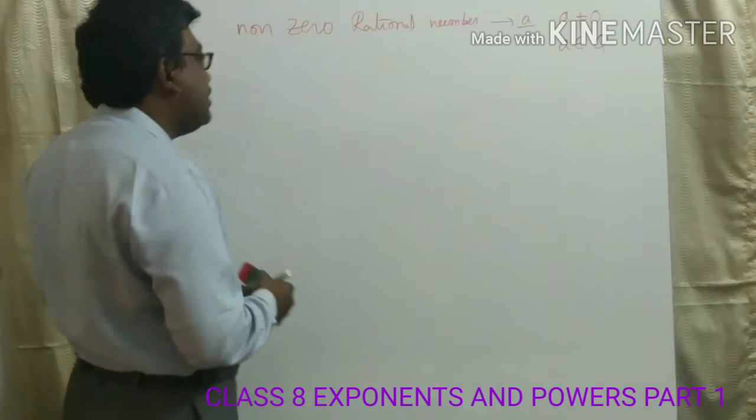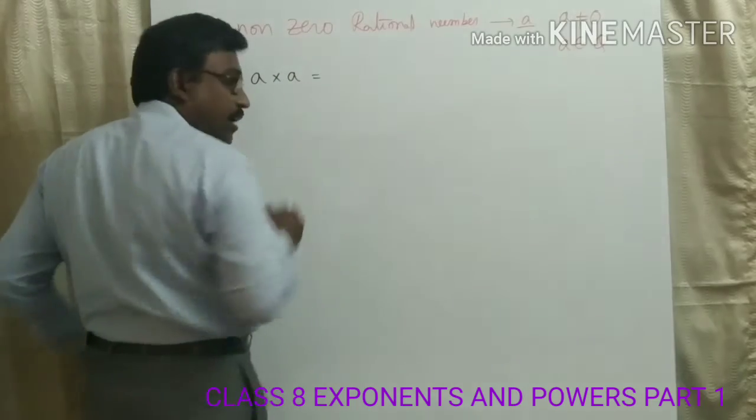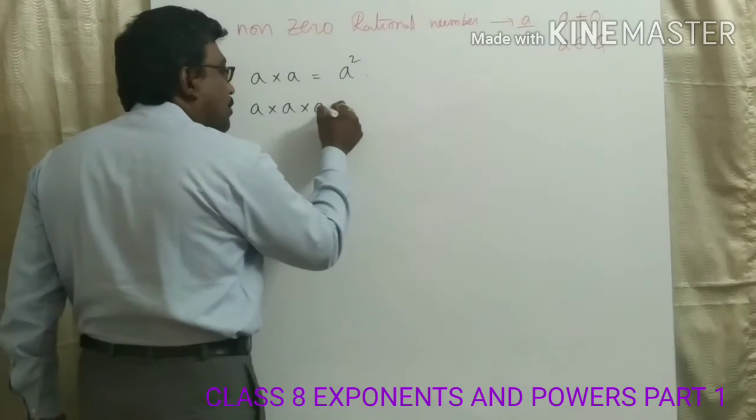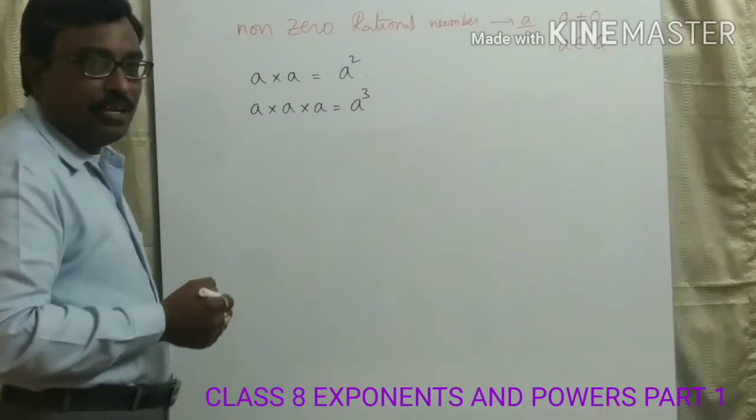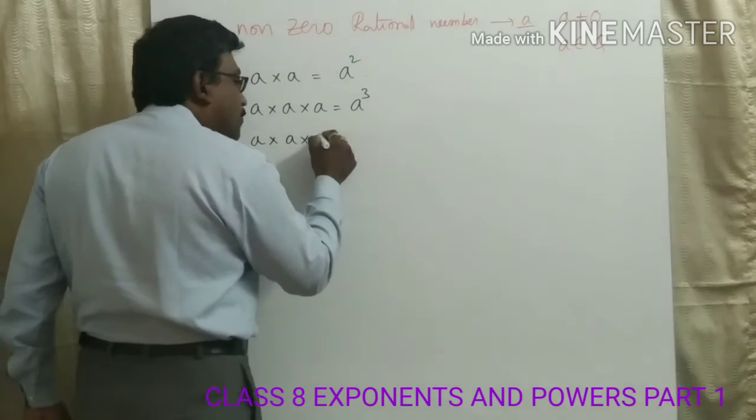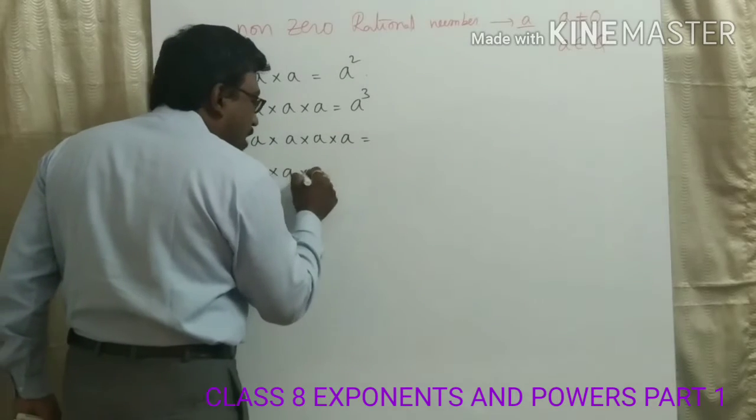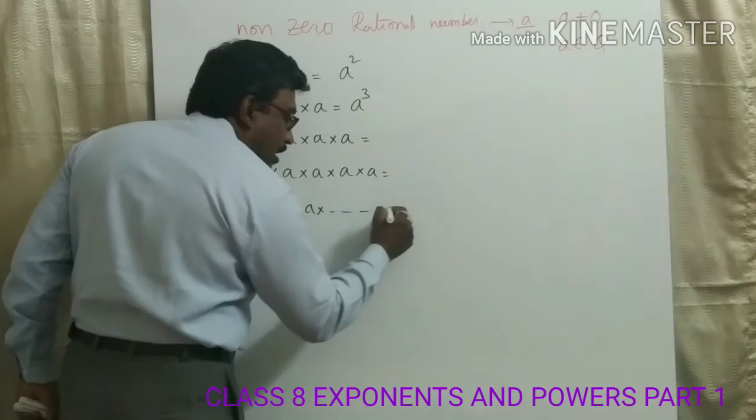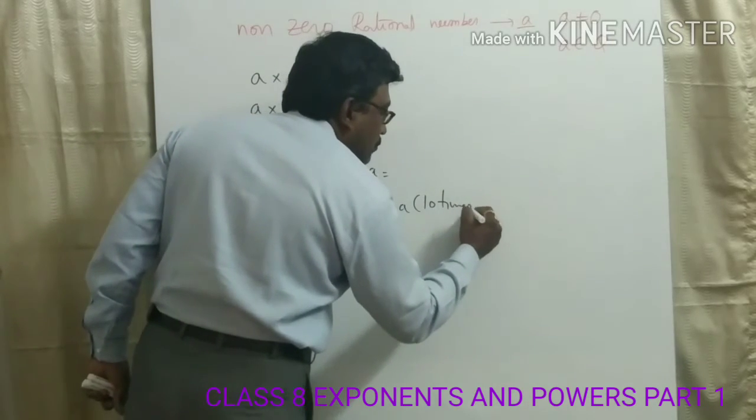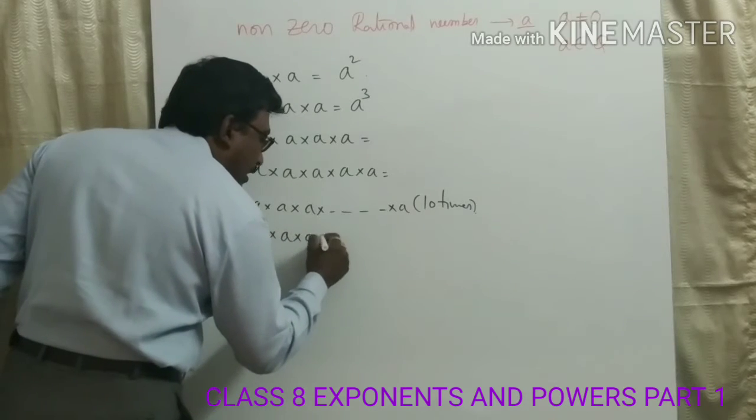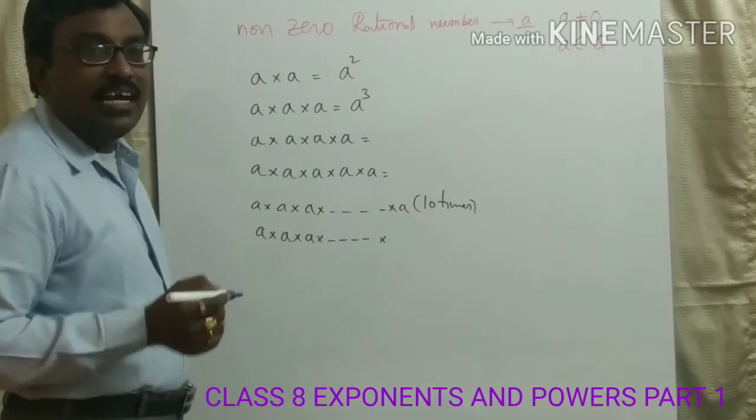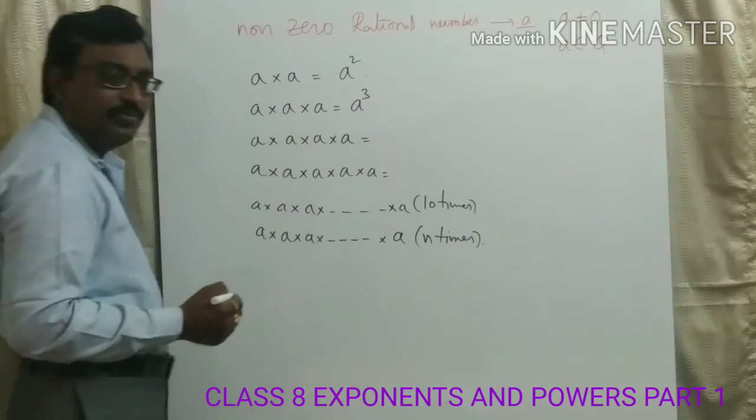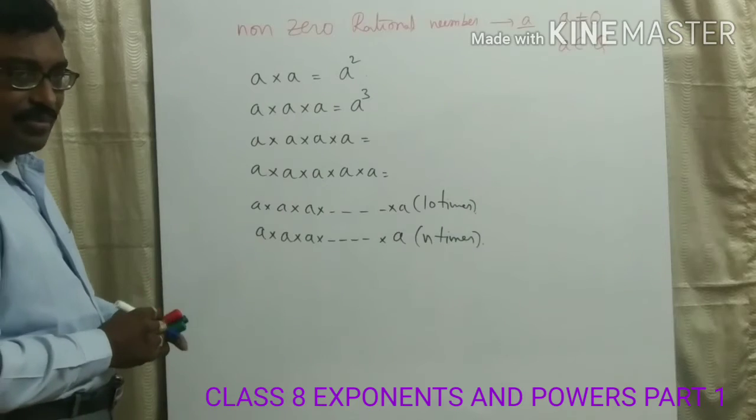If A is multiplied by itself, that is nothing but A into A. We learned this is A square. Suppose A into A into A, as we learned in cubes and cube roots, is A cube. If it is multiplied 4 times, 5 times, 10 times, 100 times, 1000 times, 999 times, and so on, like n times, then what will happen?